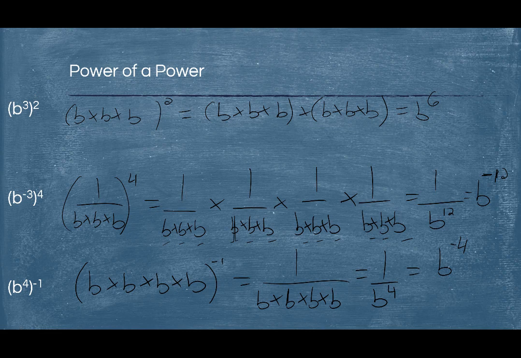Really, what I want you to learn is that 3 times 2 got us the 6. Negative 3 times 4 gets you the negative 12. 4 times negative 1 gives you the negative 4. That's what we're supposed to be learning here.